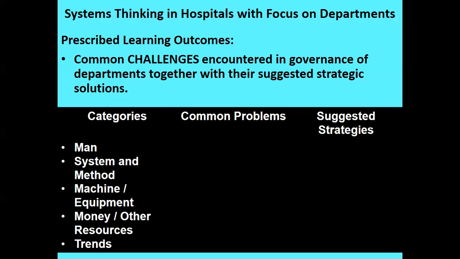Common challenges, again, remember this starting table with 5 categories: man, systems and methods, machines, money, and trends. And just recall the common problems that I mentioned and my suggested strategies. You can add more as needed based on your settings and circumstances, particularly on the strategies.